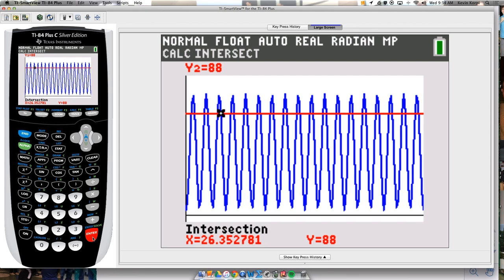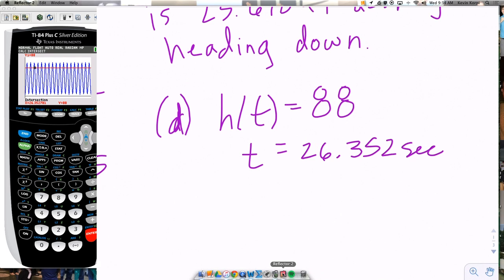Seconds. Yeah. So in this case, I probably wouldn't make you write a sentence because it's pretty easy. But you would say, if I did have you write one, at 26.352 seconds, the rider is 88 feet above ground, coming down for the third time. All right, h of t equals 88. You put units on your final numeric answer. That happens when t equals that.